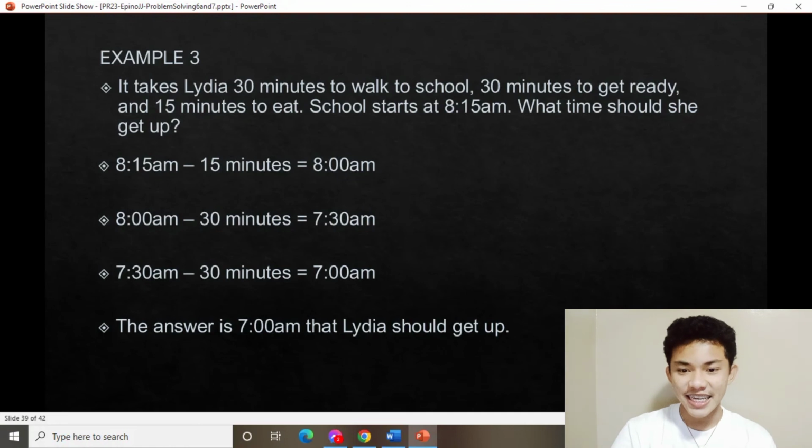Example number 3. It takes Lydia 30 minutes to walk to school, 30 minutes to get ready, and 15 minutes to eat. School starts at 8:15. What time should she get up? So first, 8:15 a.m. minus 15 minutes is equal to 8 a.m. So 8 a.m. minus 30 minutes is equal to 7:30 a.m. And 7:30 minus 30 minutes is equal to 7 a.m. The answer is 7 a.m. that Lydia should get up.